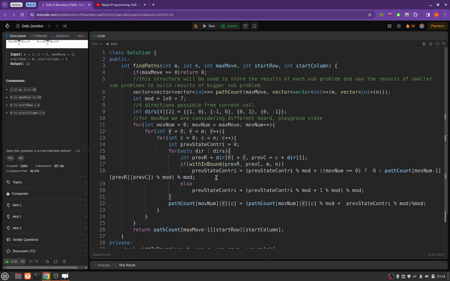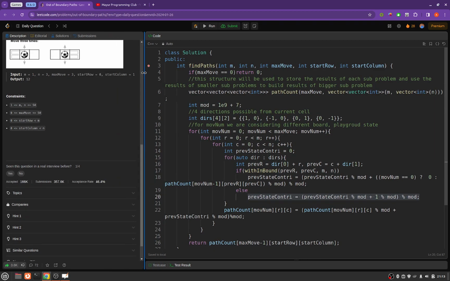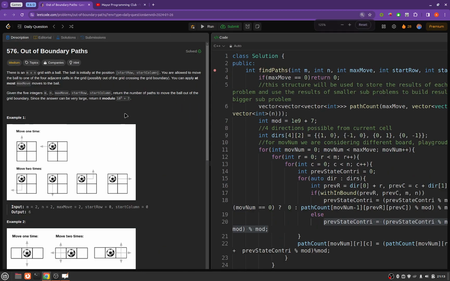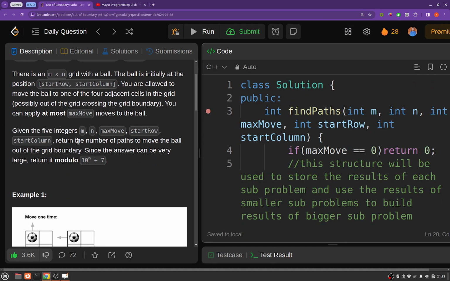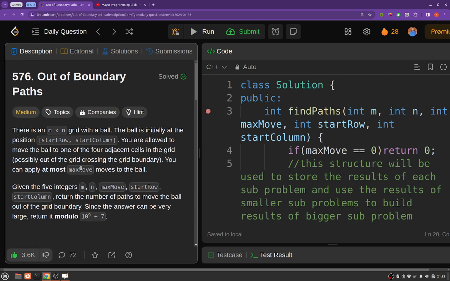Okay, so for each move number there will be a different grid. So this is previous state contribution. What previous states will contribute to your current state? Okay, so we have discussed that there can be 4 possible previous states. And if let's say your previous states are lying outside the boundaries of your board, then you will simply add 1, since it is mentioned here that the goal is to move the ball out of the grid boundary.